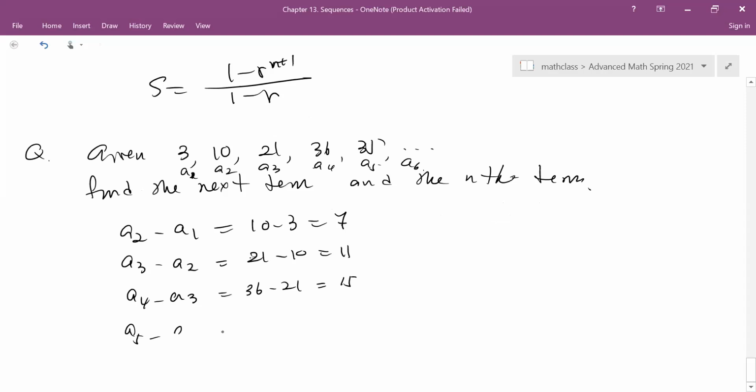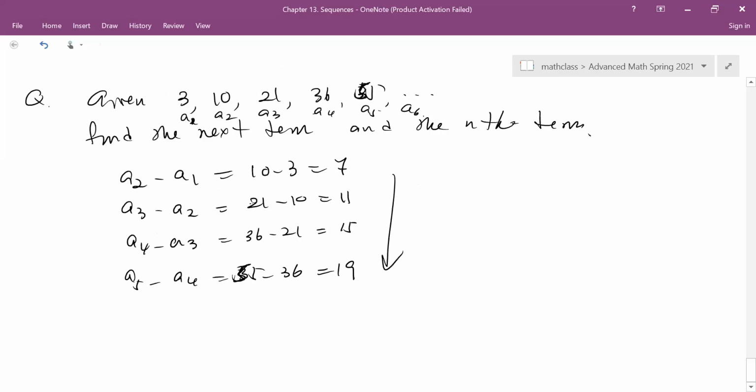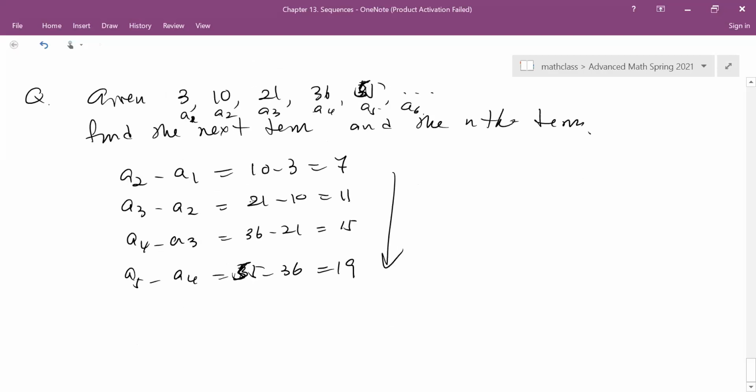A5 minus A4, 35 minus... 55. It's not 35, 55, I'm sorry. 55 minus 36, which is 19. Okay. So this is my new sequence. Can you figure out the pattern?